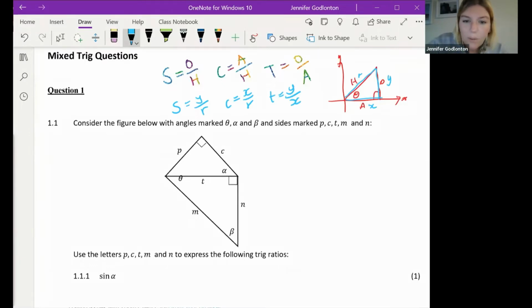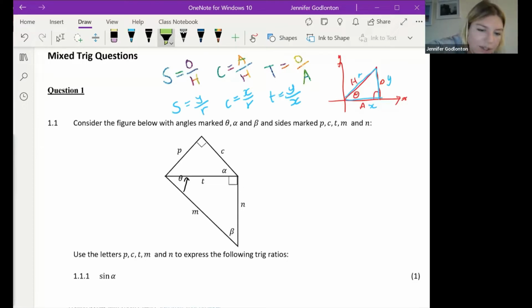Okay, so what we've got over here is two triangles. They are both right angle triangles. And we have theta, alpha, and beta. Let's make theta this angle. And then we've got sides that are P, C, M, and N. Okay, so let's have a look at our first question.